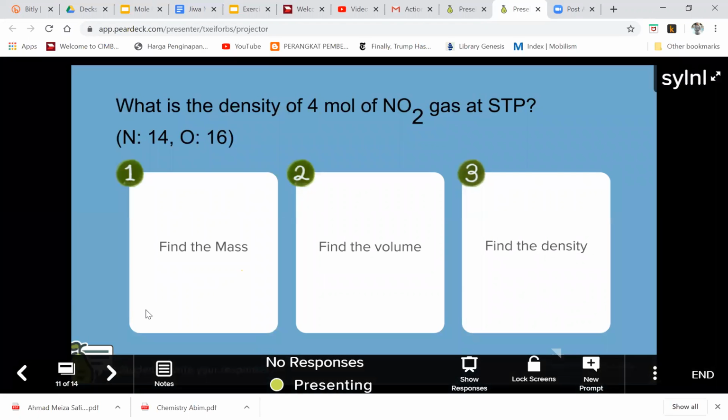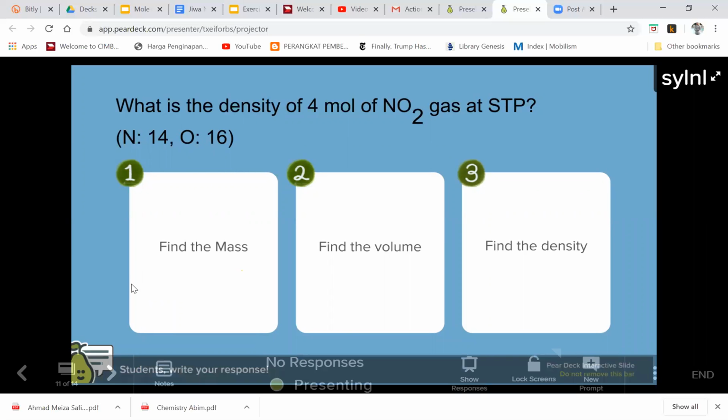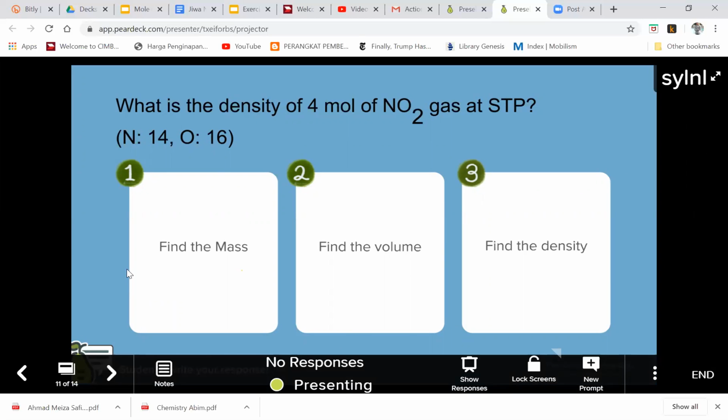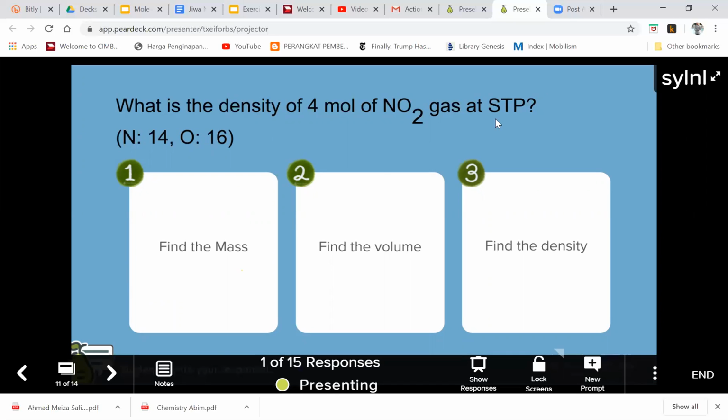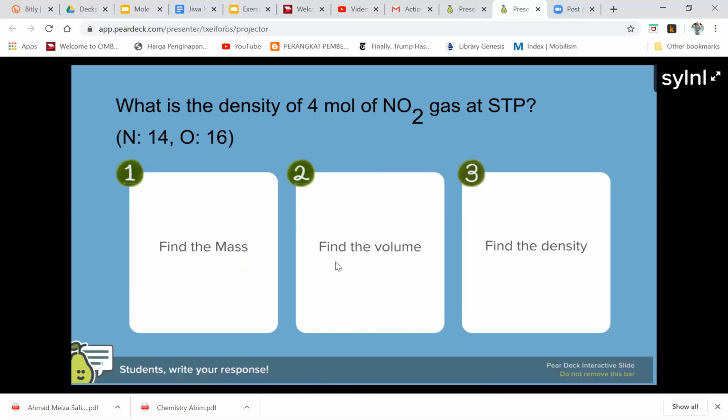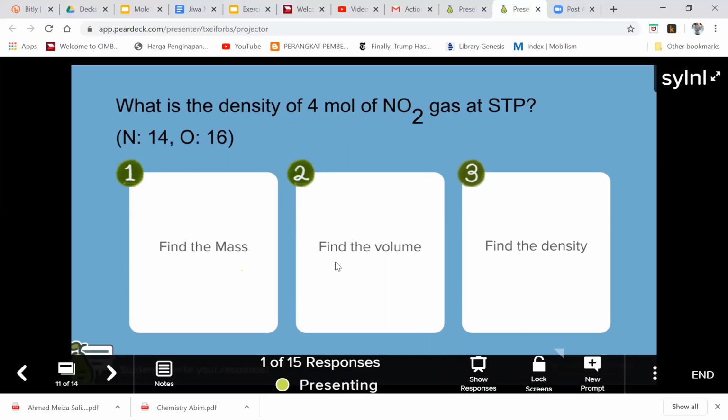Now, this is another question. It is a little bit challenging one. What is the density of 4 moles of nitrogen dioxide gas at STP? I give you the hint: to find the answer, first you're going to find the mass, and then you're going to find the volume, and then find the density.